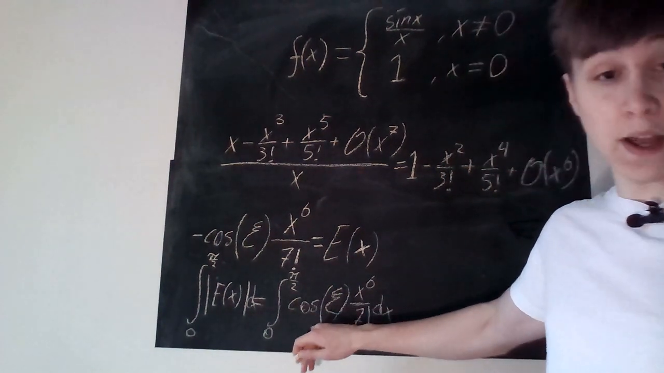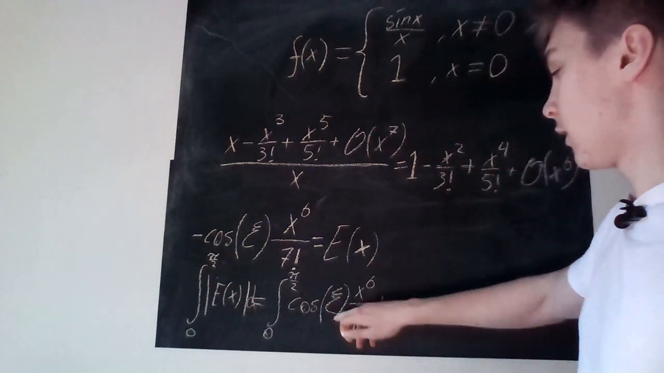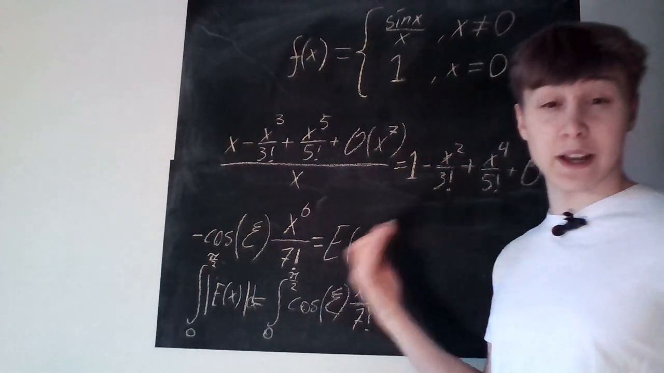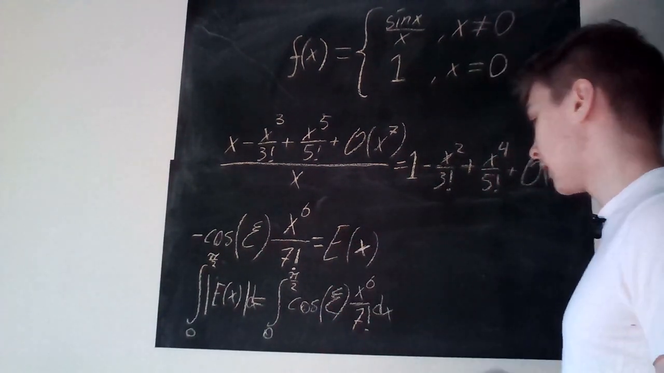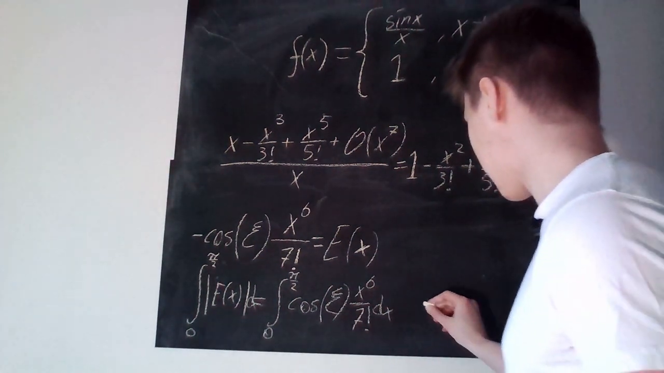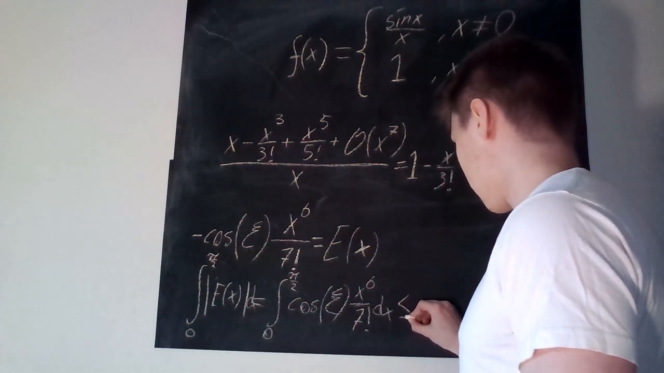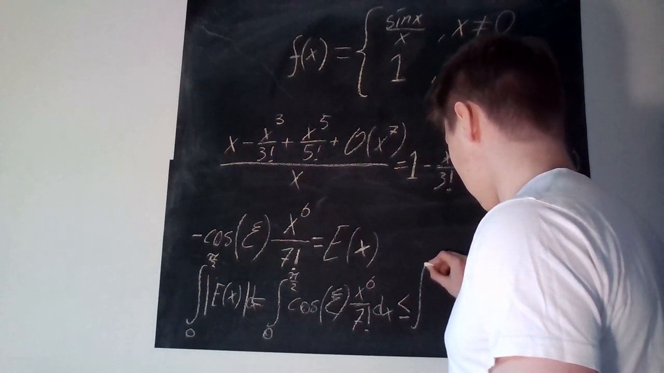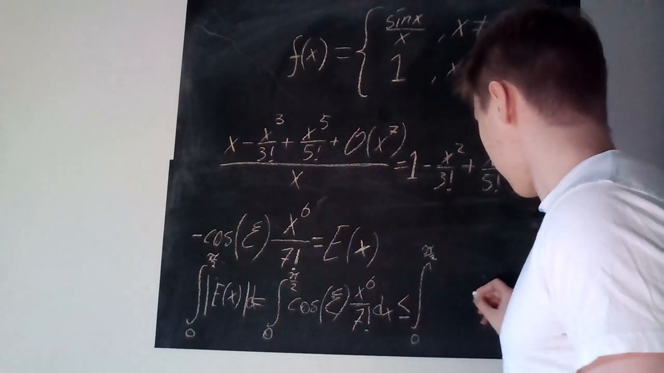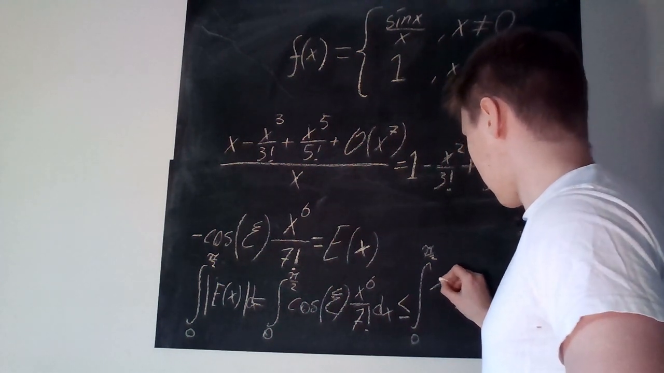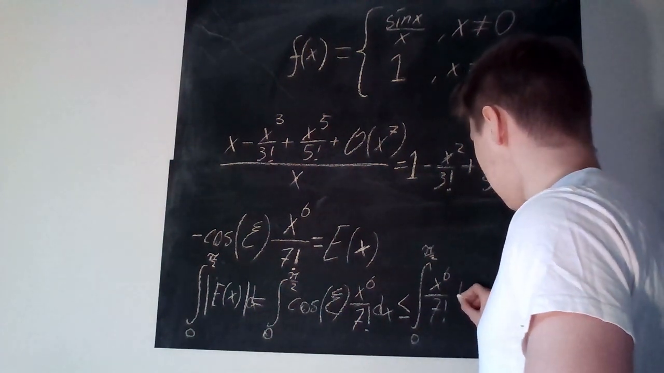Of course, we don't know what this value in here is, but we can state that this thing, because we have cosine of something between 0 and pi half, so that's the entire positive range of cosine. So therefore we can just state that this is less than or equal to the integral from 0 to pi over 2 of x to the power of 6 over 7 factorial dx.